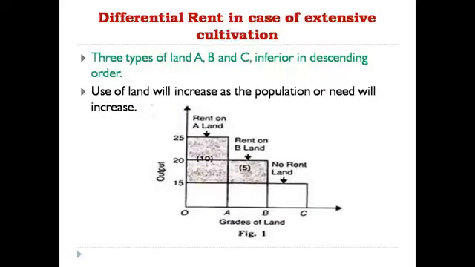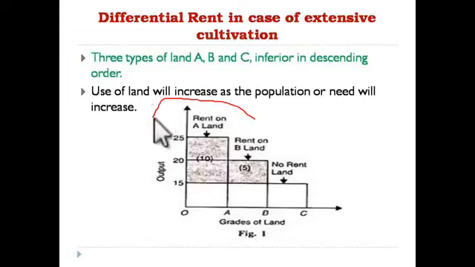So, differential rent in case of extensive cultivation. Suppose we take the example of three types of land, A, B and C. Their inferiority or superiority may be categorized in ascending or descending order. A is more fertile and C is the least fertile of the three. Now we can see this figure.